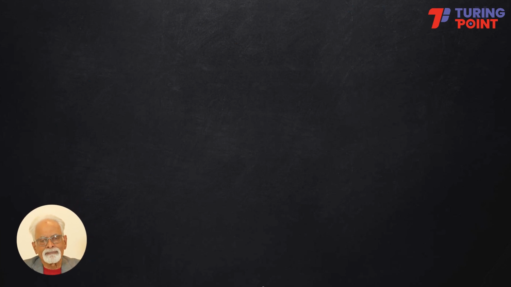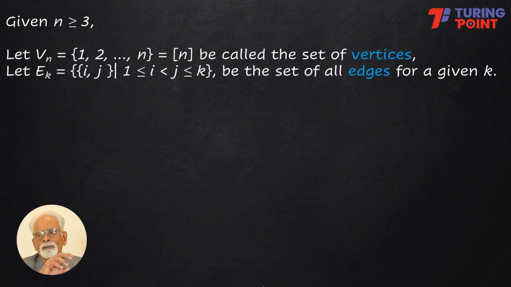This is the first module, as I said. Suppose we are given a number n greater than 3, a number meaning 3, 4, 5, 6, like that, some number. We can talk about the numbers 1, 2, 3, 4, etc. Those are our given vertices. The vertices are numbered 1, 2, 3, like that.